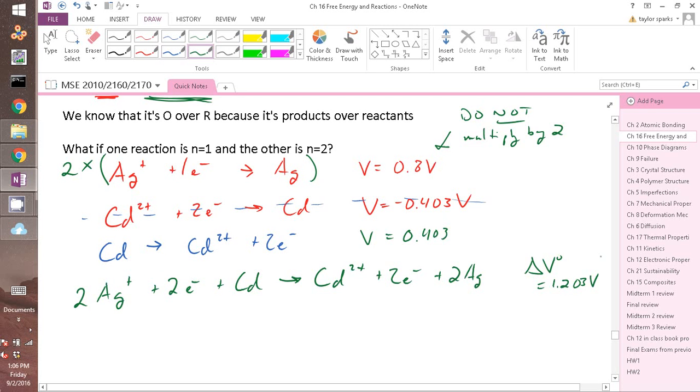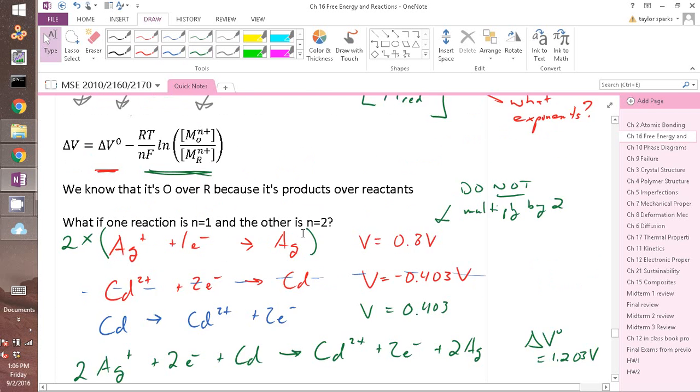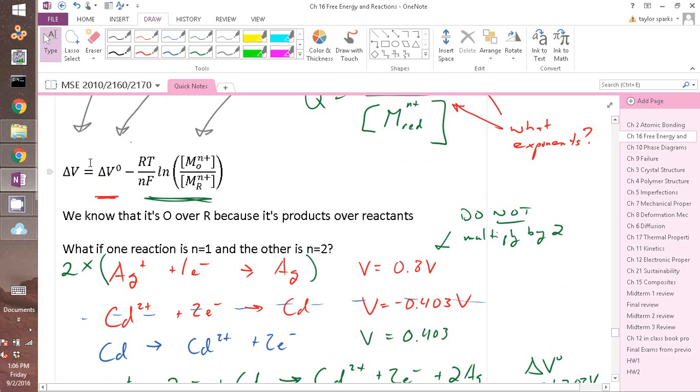So then the next step to finish writing this, what will be the total voltage, right? Because we've only solved for delta V naught so far. What's the actual voltage this battery will give you will depend on the concentrations.